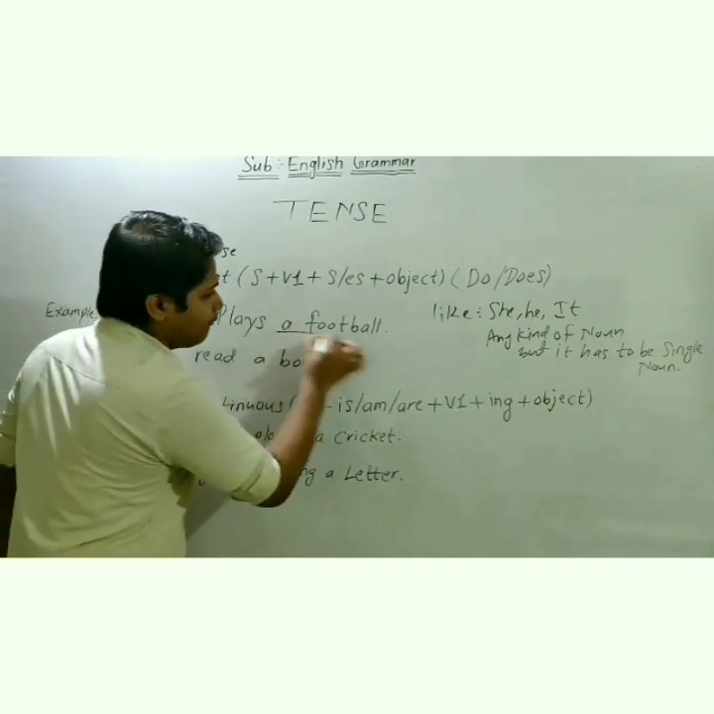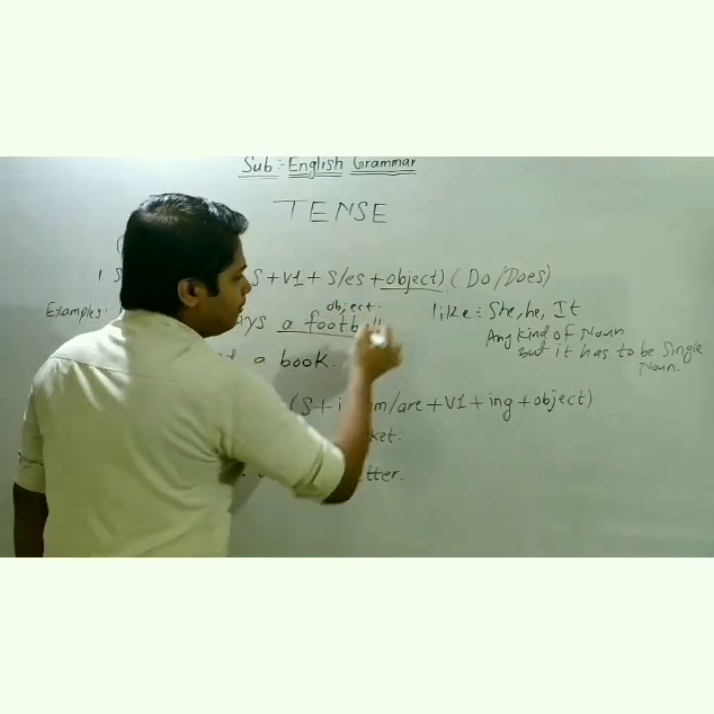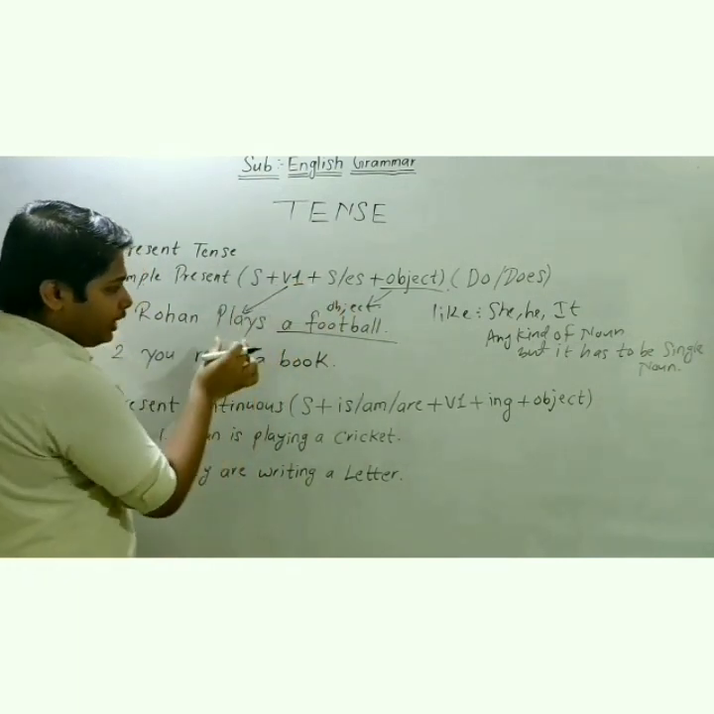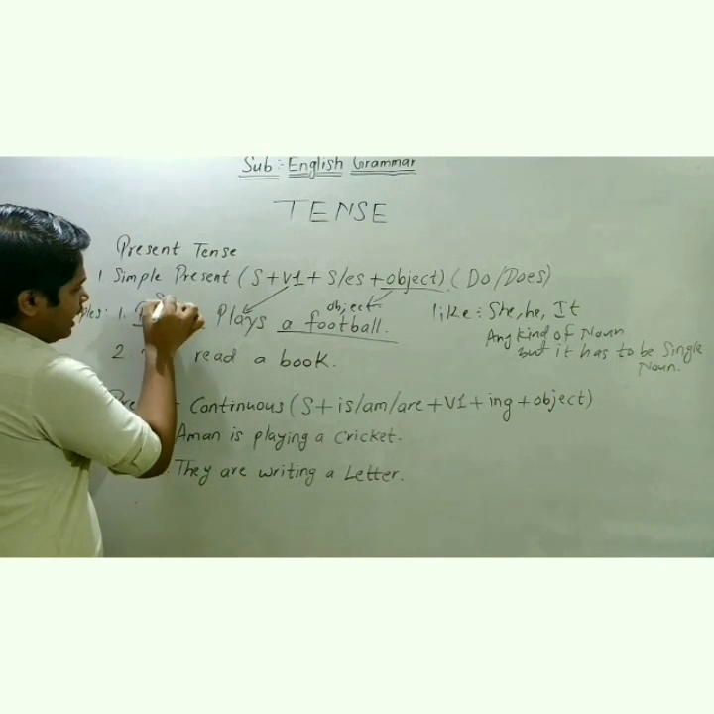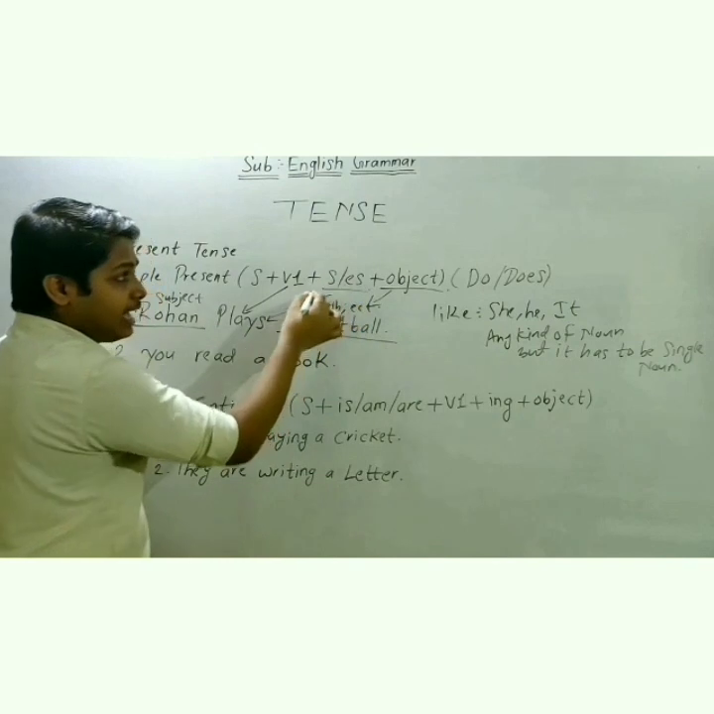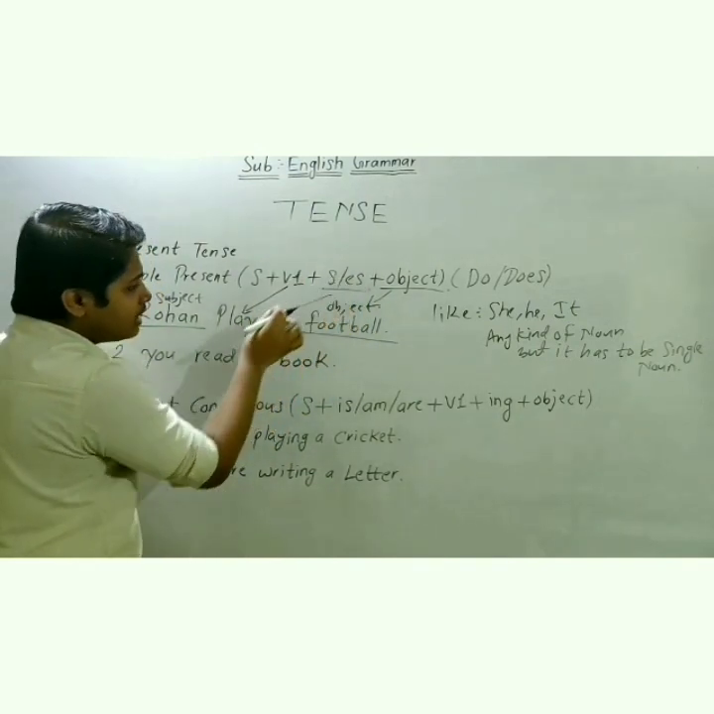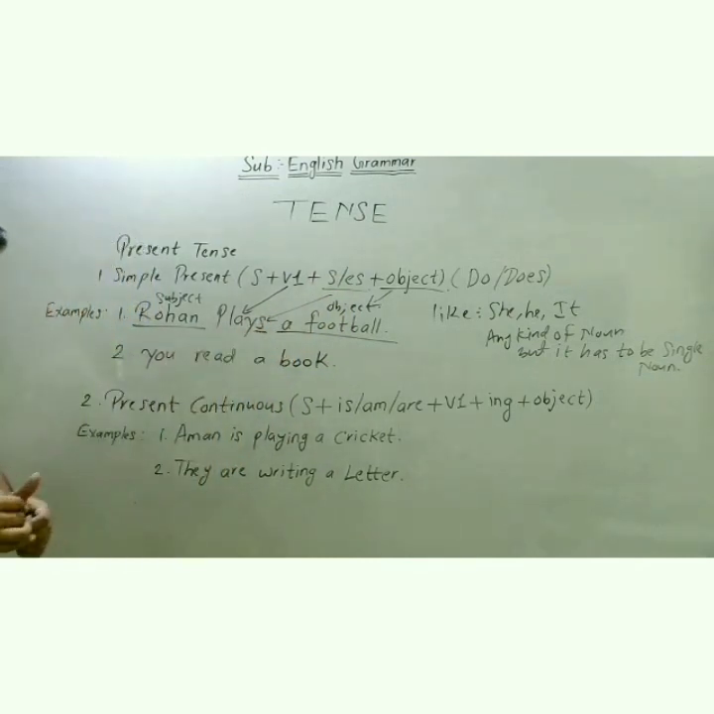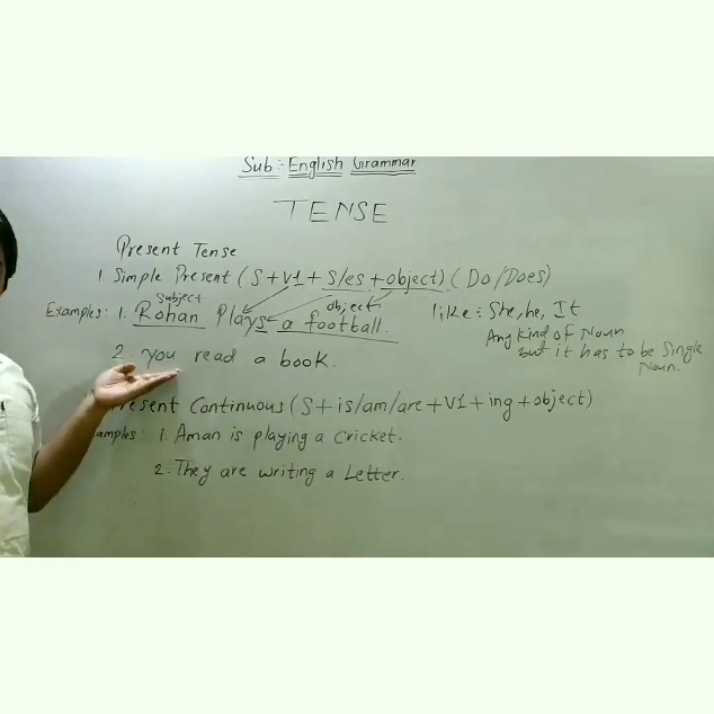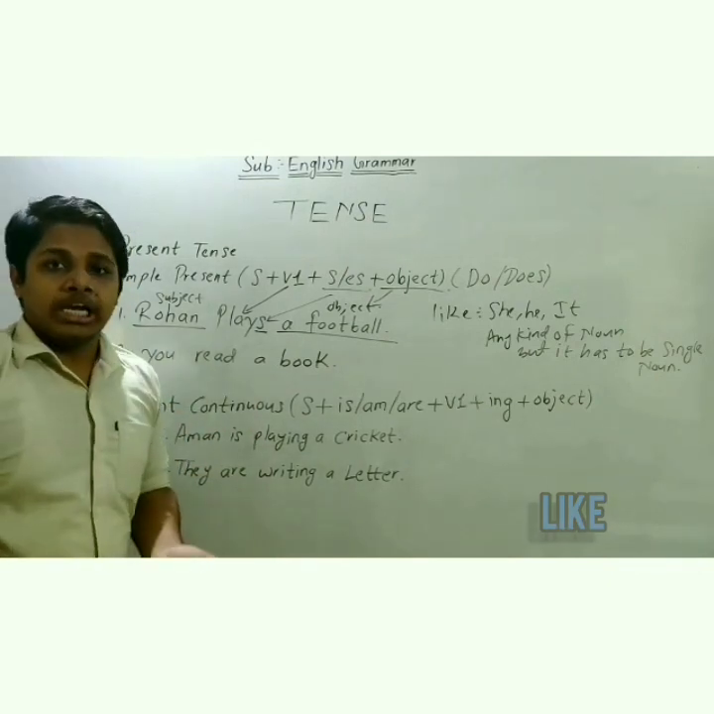Football is the object that is given in the formula, and this is the verb of first form, play. According to the subject, we put s or es here. That is the s, because after play we can't use es, so we use only s. Now the second example is: you read a book. As we know, you is the second person, so we can't use s. It may be singular or it may be plural.